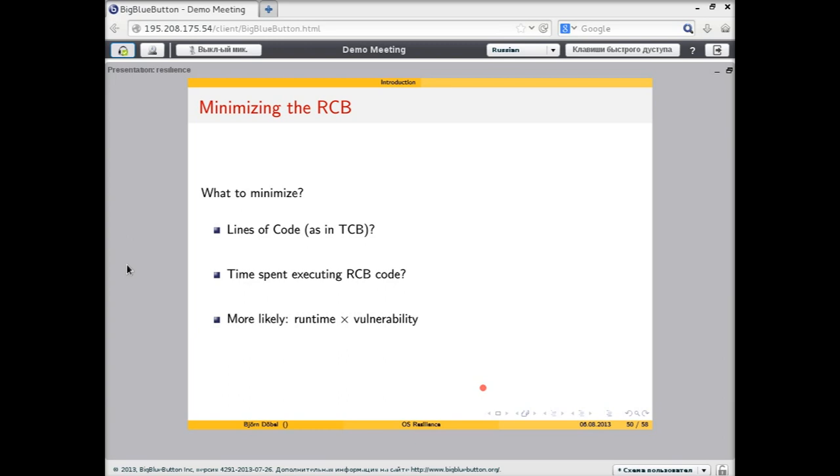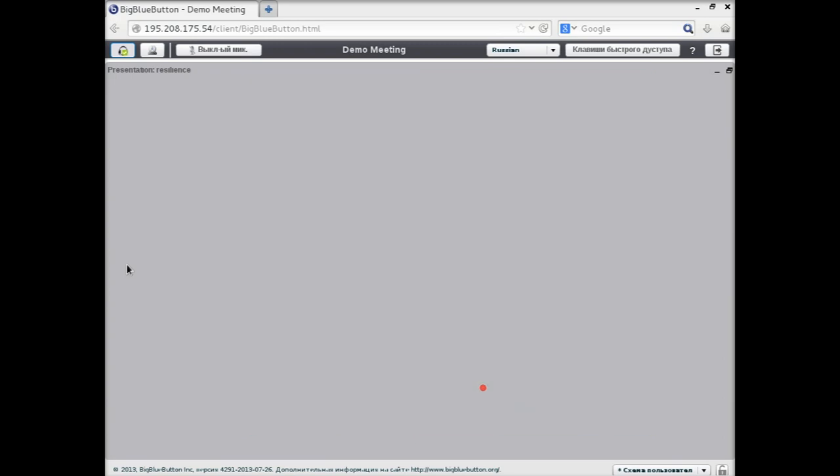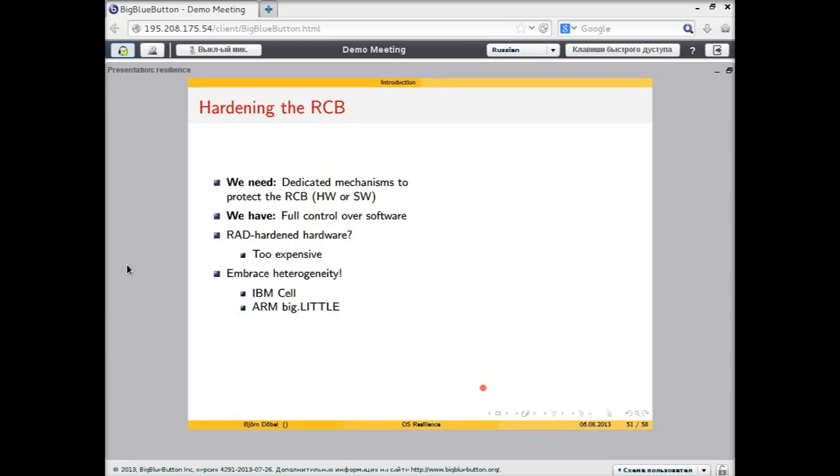However, we spent some time thinking about how we can harden the reliable computing base once we minimized it. And what we need for that is some mechanism that allows us to protect anything that is part of the reliable computing base, so the kernel and the replication service in the easiest case. This mechanism might be implemented in both hardware and software. And the cool thing is, at this point we have full control over the software, because this is the replication service and the kernel, and we are in control of it.